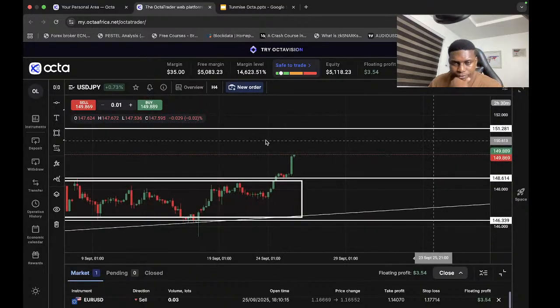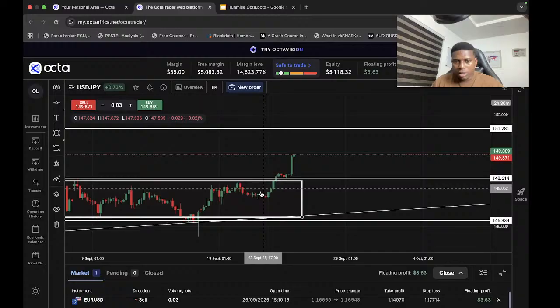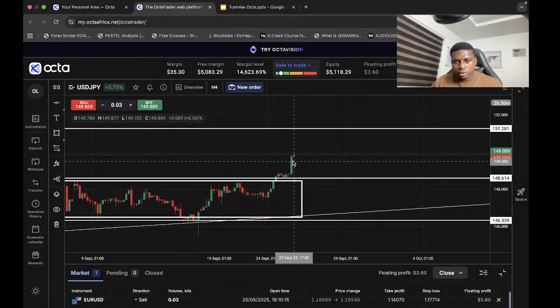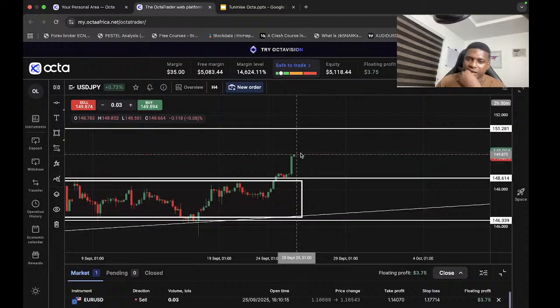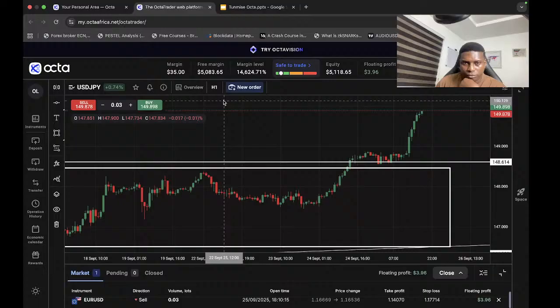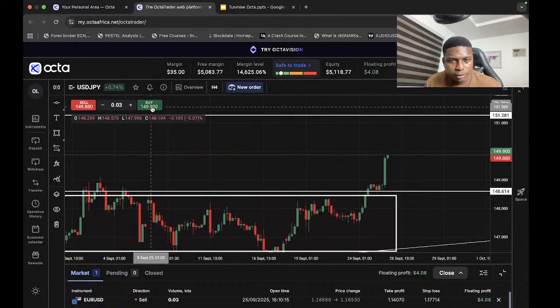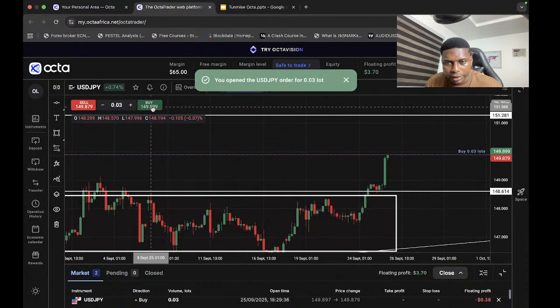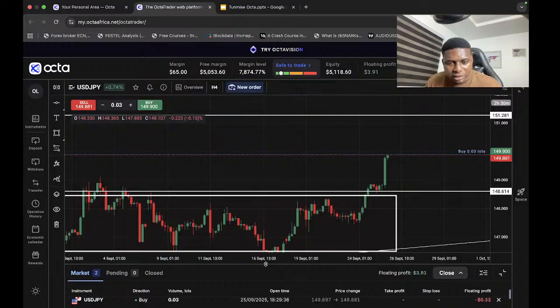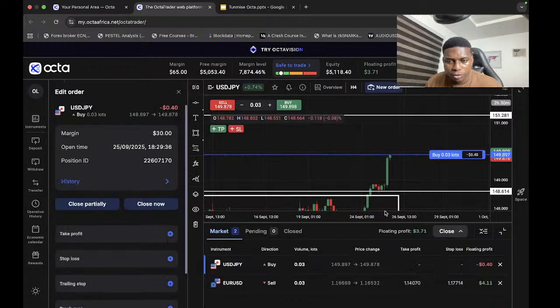So from here, let's take a buy order. We have a breakout. Okay, so here now we can take a buy order at this level. So from this level, I will take a buy order. Say buy. Okay, so let's set for the buy order now. Let's set our take profit and our stop loss.